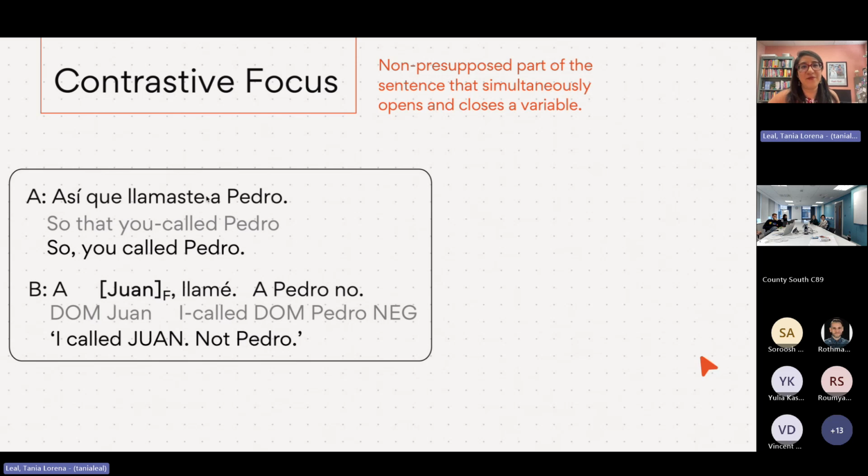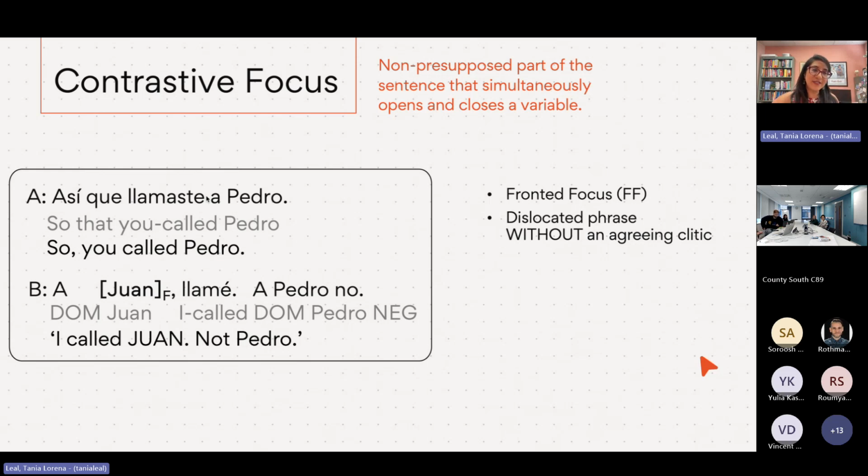Let's move into contrastive focus really, really quickly, which is a non-presupposed part of the sentence that, as we saw, opens and closes a variable. This is the example we saw before. So I just wanted to point out a couple of things. We also have a dislocated phrase, but we don't have the agreeing clitic. So we have a Juan llamé, not a Juan lo llamé, right? So the prosody changes, it fits a different information structure context, etc.